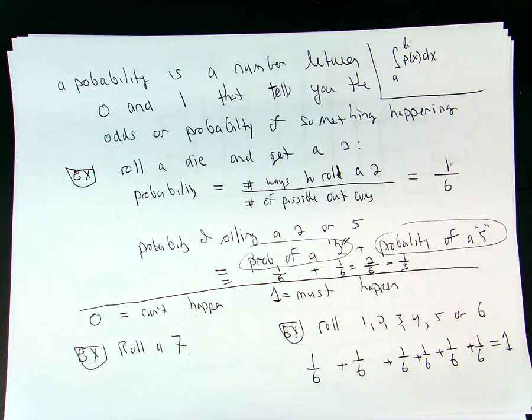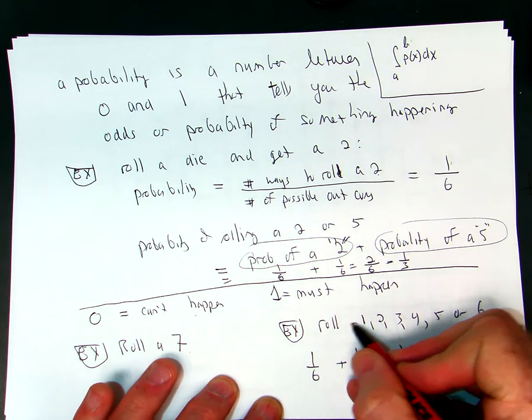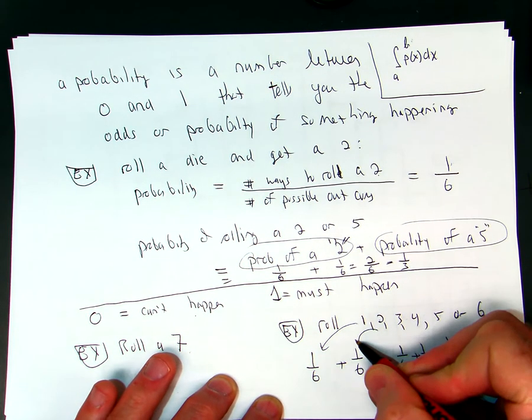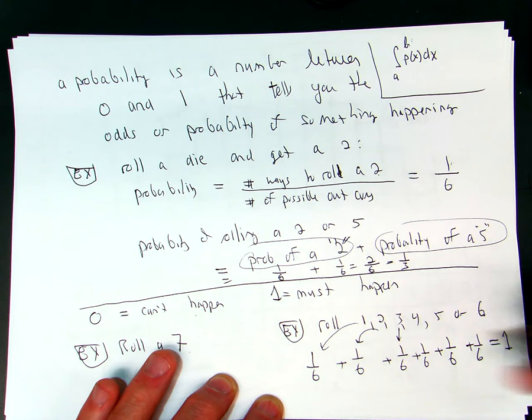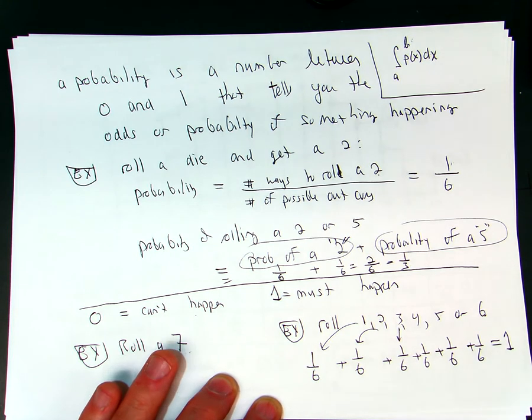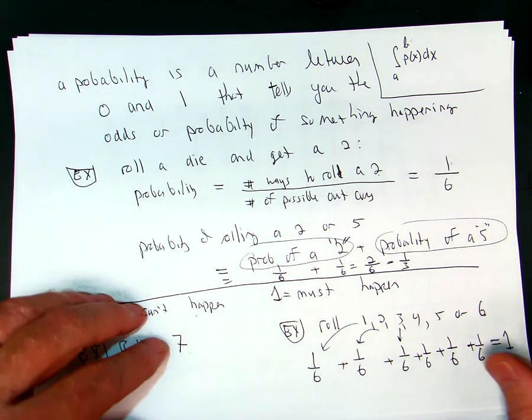But the mathematics shows it up. The probability of rolling a 1 is 1/6. The probability of rolling a 2 is 1/6, and so forth. If I add up all 6 of those 1/6s, I get 1. Now that should always happen.